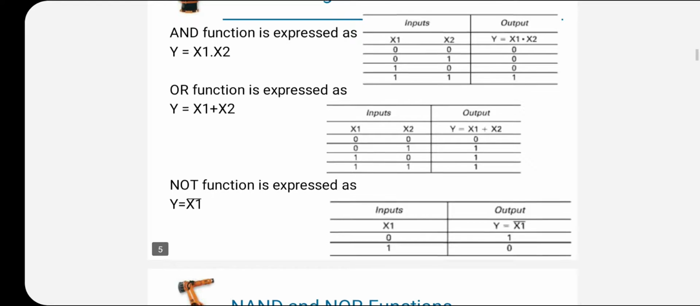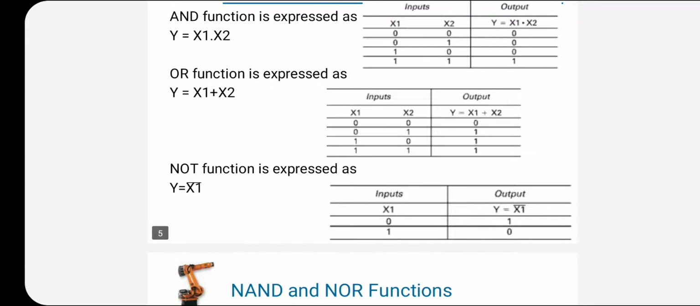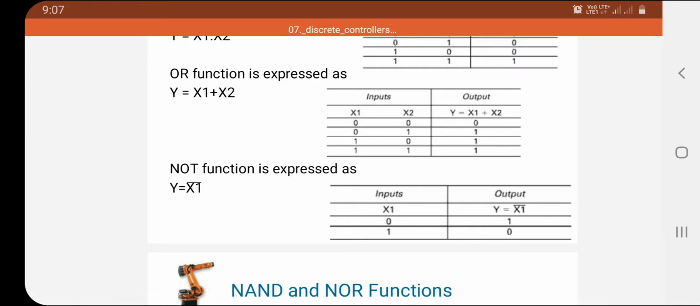It is expressed in Boolean algebra and shown in the truth table. You can see these tables on your screen. Then the second one is the OR function. OR function means if either x1 or x2 is 1, then the output is 1. Here you will get y equal to the summation of x1 and x2.